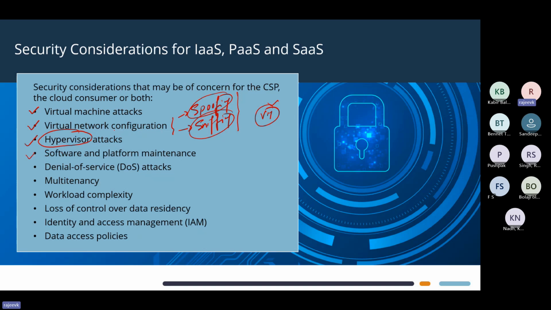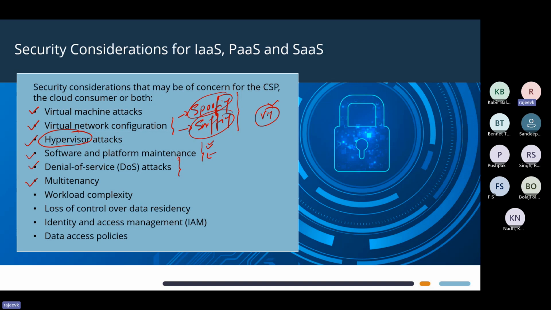Software and platform maintenance is the responsibility of either you or your provider, but the point is it will help you to secure your services. Think about a situation where you're not updating your system. It means the latest vulnerability which got discovered, you had not implemented the fixes, right? Denial of service attacks are possible in the environment, and you need to fix them by implementing the DDoS protection tools given by the provider.